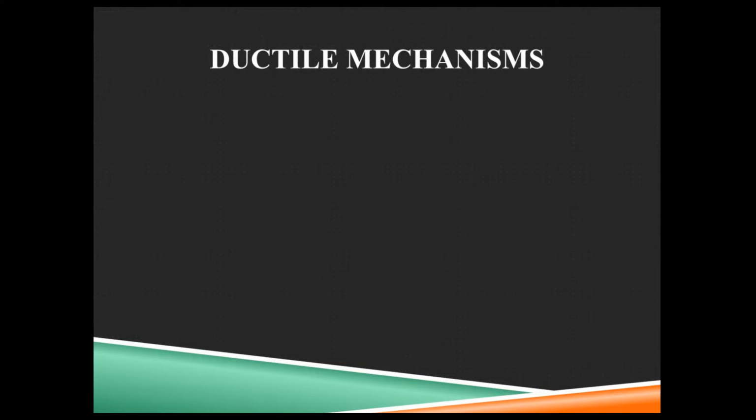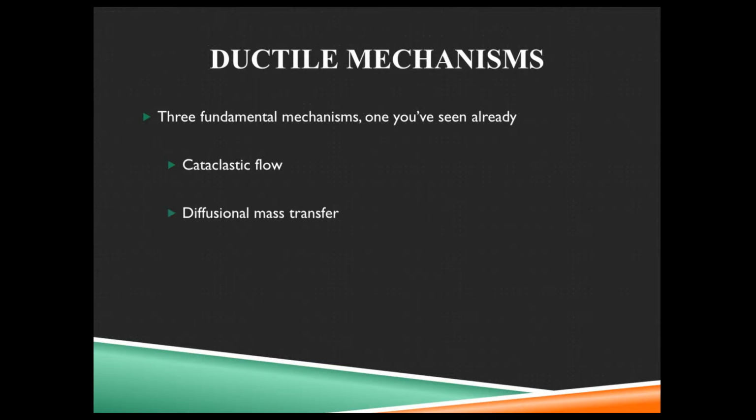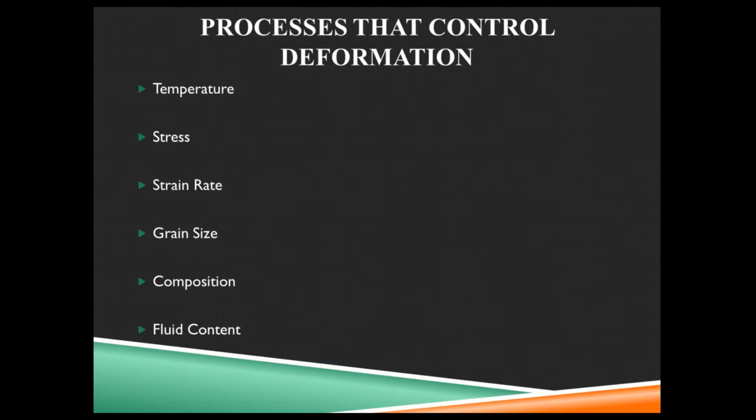And so what are the mechanisms or parameters that affect ductile deformation? Well, there are three mechanisms, one of which you've already seen. There's cataclastic flow, there's diffusional mass transfer, and there's crystal plasticity. So those are the mechanisms. The parameters that control deformation are temperature, stress, strain rate, grain size, composition, and fluid content.